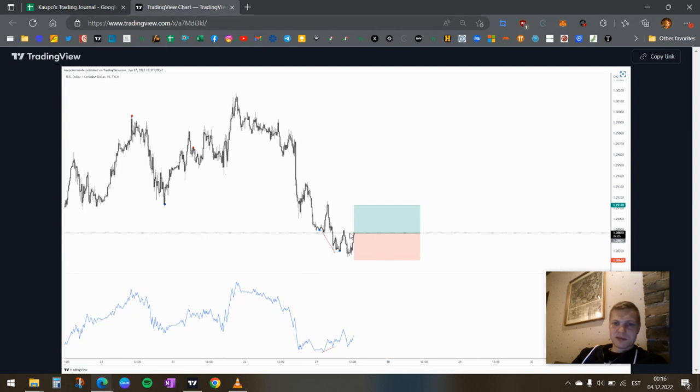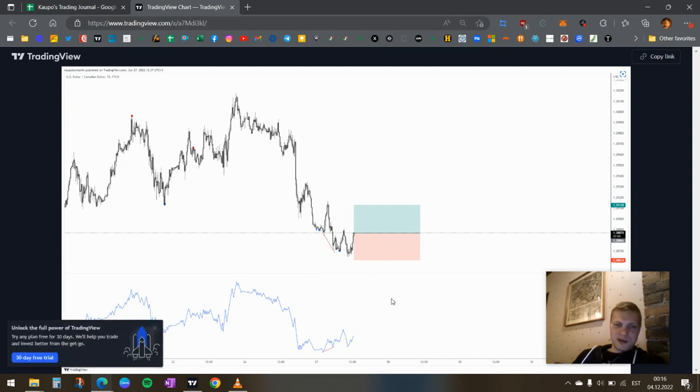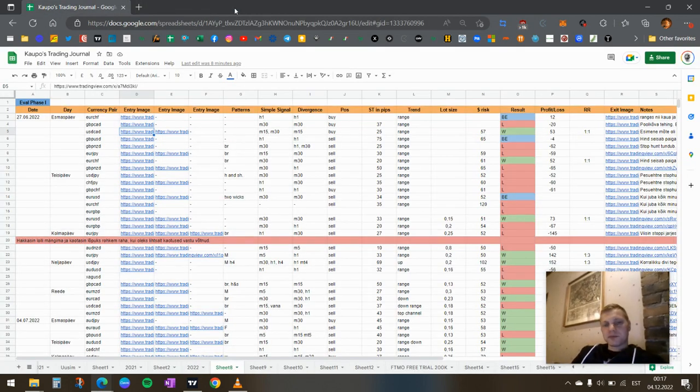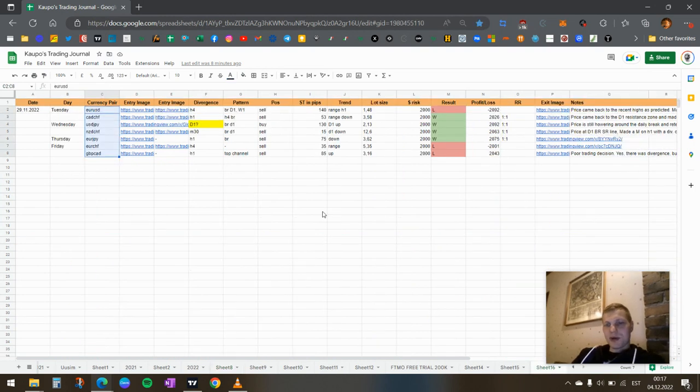Yeah, this is a poor trade in and of itself. Yes, there's divergence, but what a bad entry, right? Yeah. Anyway, let's continue plowing on. I'm not gonna give up.